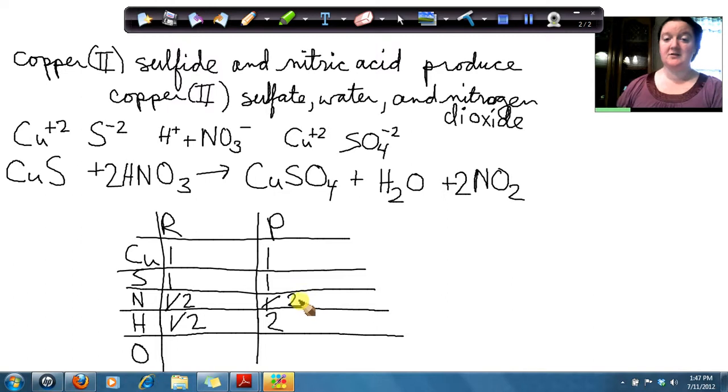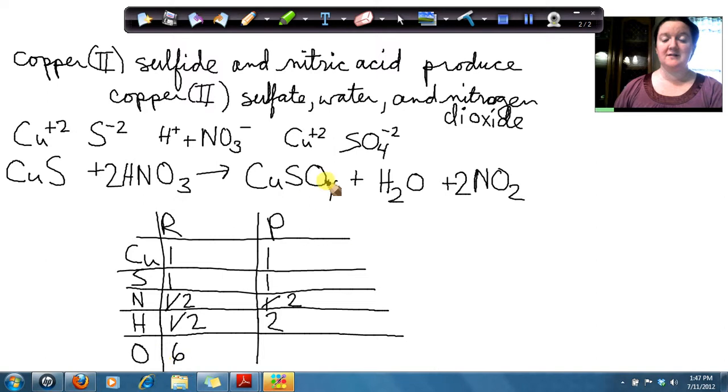So now I have my nitrogens balanced. Nothing else changed with my hydrogens. I still have 2. Now let's look at our oxygens. If I look at this side, I have 2 times 3, which gives me 6 oxygens.